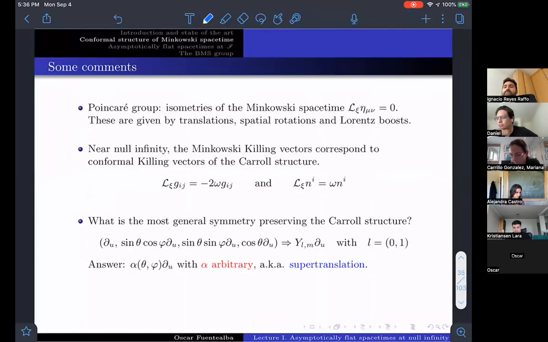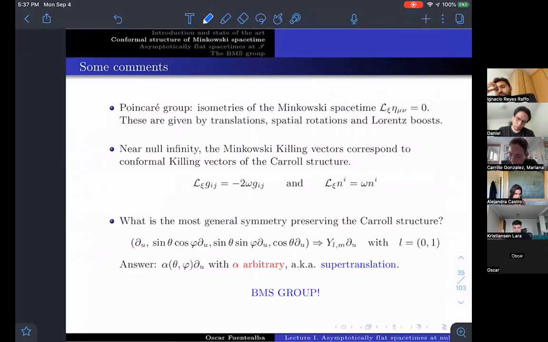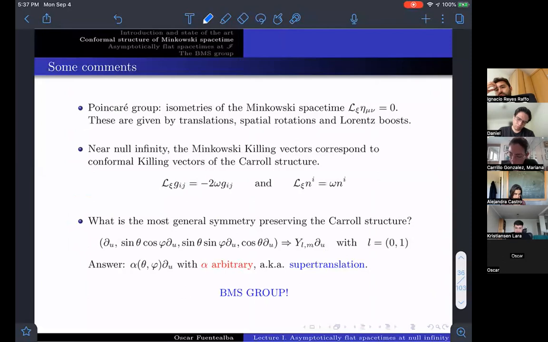So we'll have that an arbitrary function alpha is the one that is preserving the Carroll structure, and this is something that we call supertranslation. So the most general symmetry preserving the Carroll structure is the BMS. Okay, and now we will go to what is the BMS group.